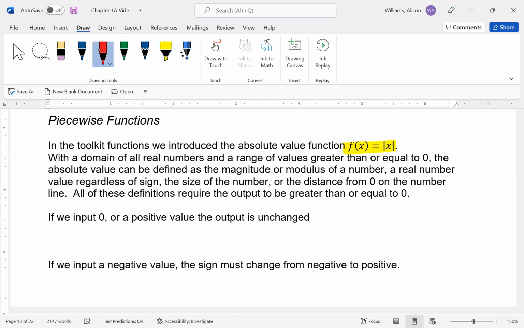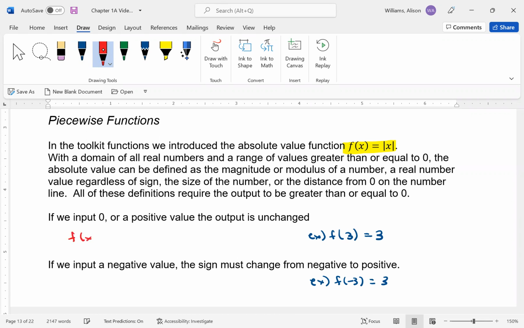For instance, I know that if I plug in a positive value, it stays the same, right? So if I plug in like a 3, here, I'm going to write this under here. I'm going to give myself some space. I get out 3, right? But if I plug in a negative 3, I would end up getting a positive 3, right? So here's how that would look then as a function.